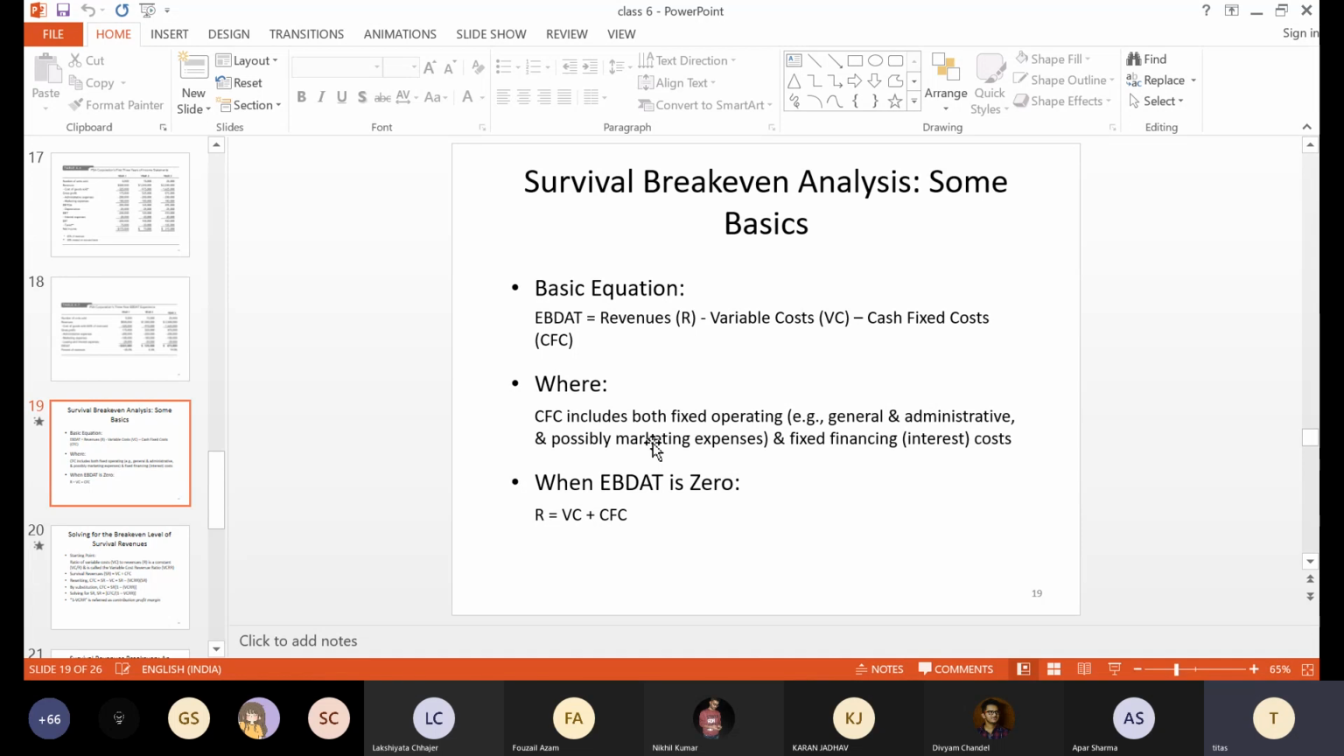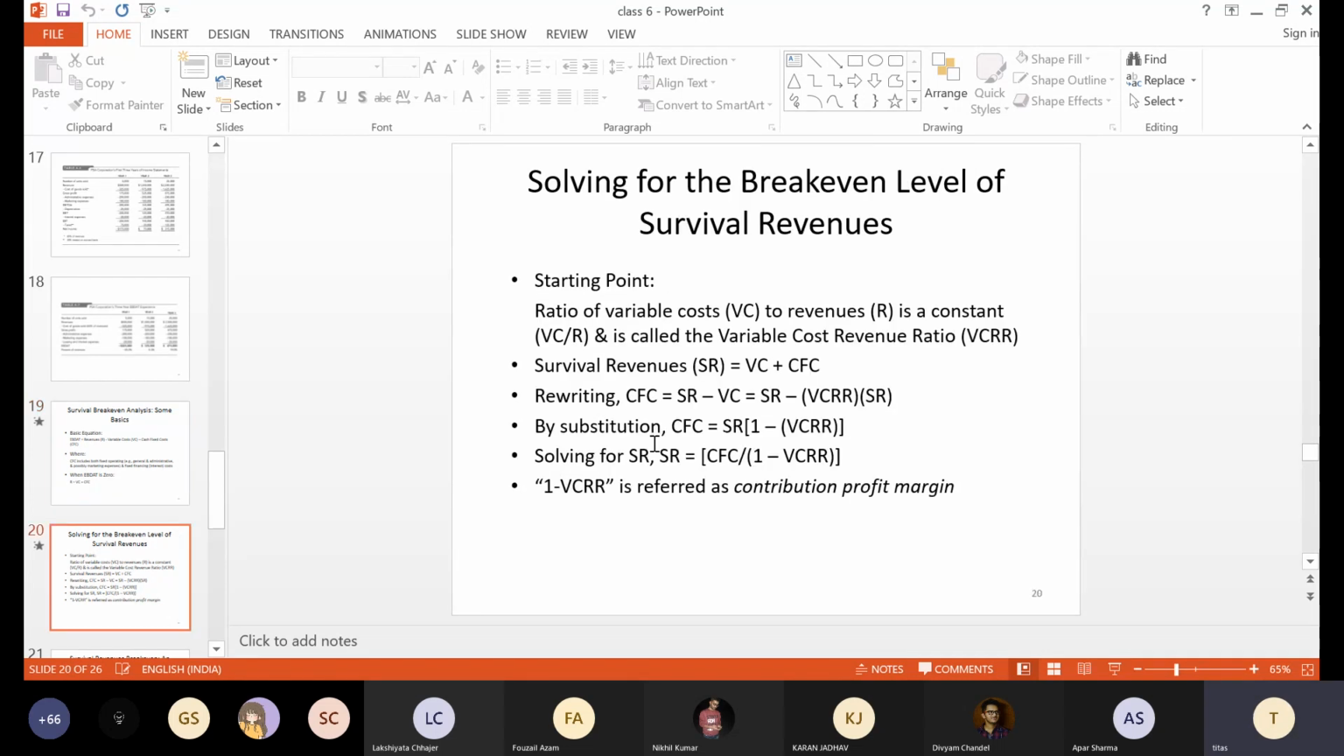So it is not activity-wise that we are considering; it is cash flow in nature, only those costs we are considering. So when EBDAT is zero, when your revenue is equal to your variable cost plus cash fixed cost, that is going to give you the EBDAT breakeven, or cash breakeven, or survival breakeven. Next. Just look at the slides, go through it.